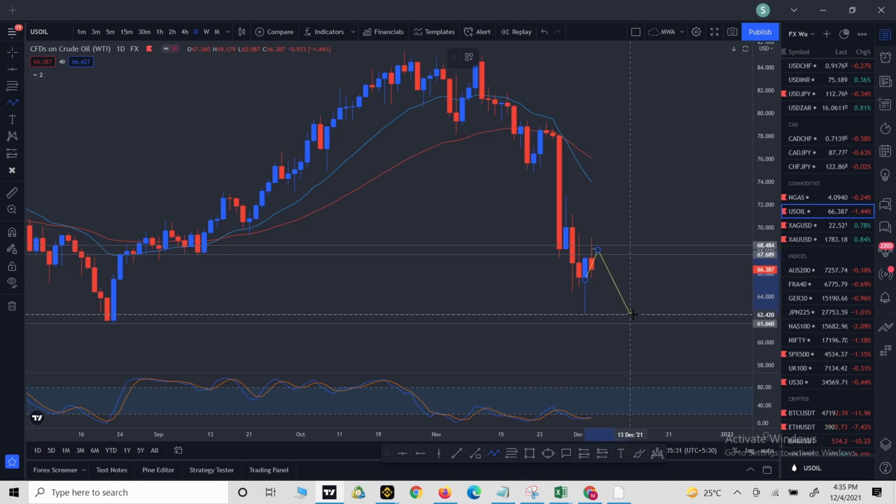So this was the zone where we could look for the trading opportunity, and this one is going to be the next support zone. So we could look for a shorting opportunity here, considering this one as the target. So this one is going to be the possibility.